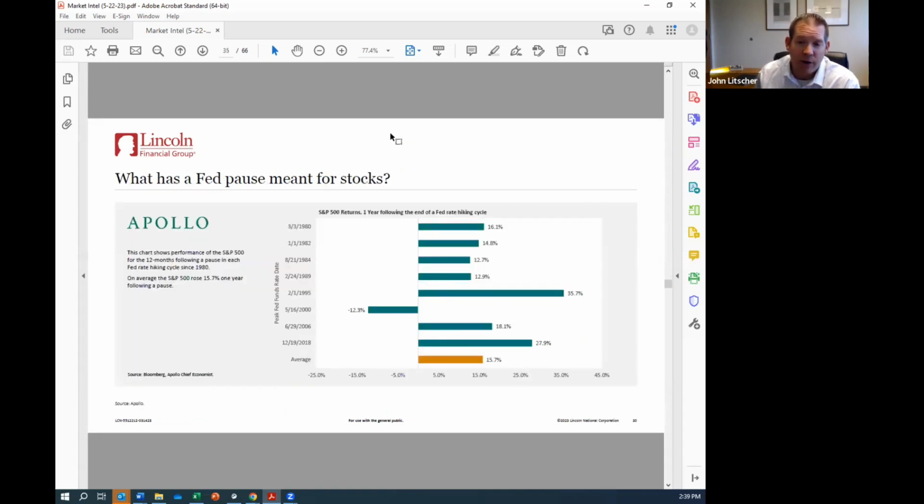The other thing that I'll highlight in regards to the Federal Reserve and the fact that it's hopeful that they are soon done increasing interest rates. This shows some statistics about what the market did 12 months after the Federal Reserve paused their interest rate increases. And you can see going back to 1980, in every instance except one, back in 2000, the S&P 500 had a very favorable 12-month period of time with the average being 15.7% increase. So certainly don't want to miss that as we look to the future.